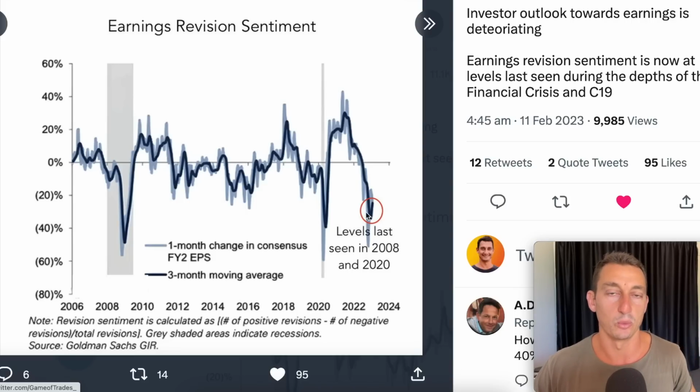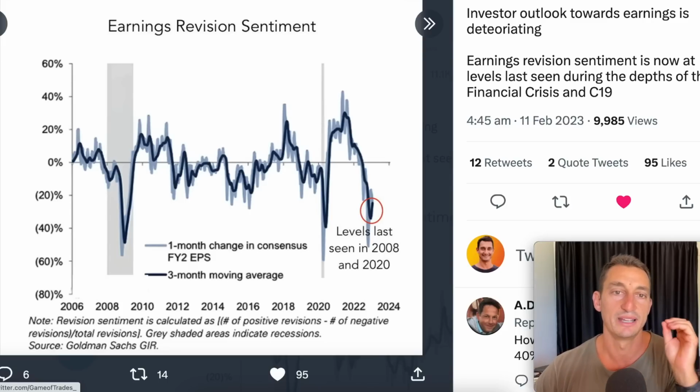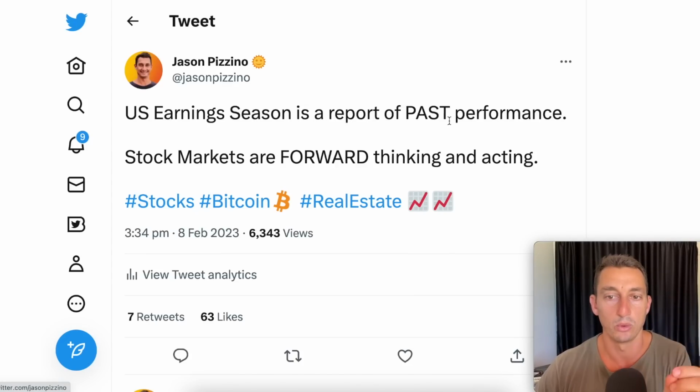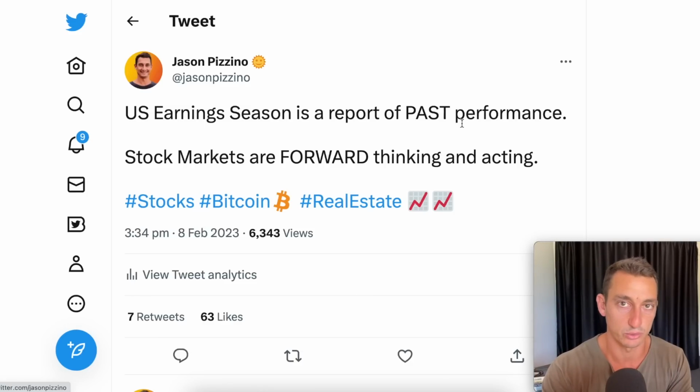Investors have felt the worst they've felt around earnings, and we've seen those earnings come out from the US companies, US tech, US S&P 500, and they've been bad. Yet the prices on the stock markets have gone up. The reason for that is, if you're following my Twitter, US earnings season is a report of past performance. So they report to us what's happened the 3 months prior.